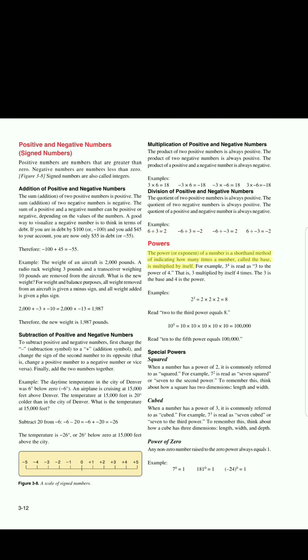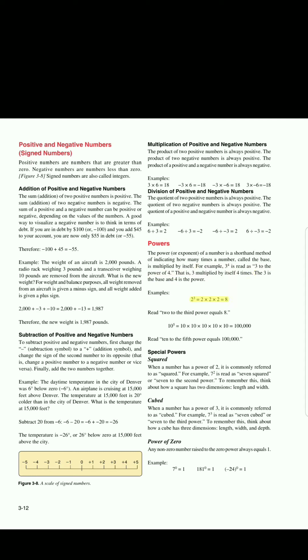Powers. The power, or exponent, of a number is a shorthand method of indicating how many times a number, called the base, is multiplied by itself. For example, 3 to the 4 is read as 3 to the power of 4. That is, 3 multiplied by itself 4 times. The 3 is the base and 4 is the power.